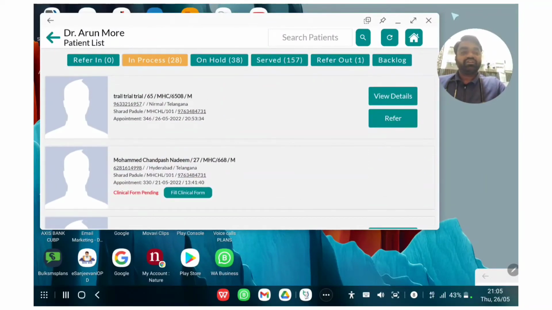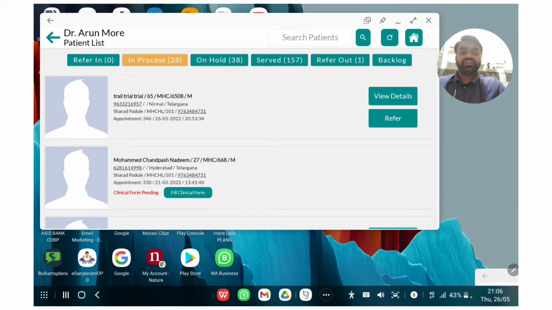Here you can see the first icon, which by default is In Process. Then you have On Hold, Served, Referred Out, and Backlog. What is more important is In Process, which is open by default. It means the patients who have taken your appointment are online to get consulted, either in your clinic or through telemedicine, through your video calls.